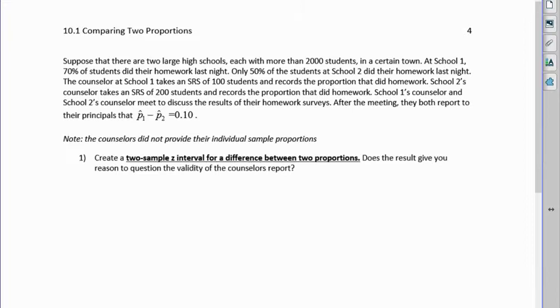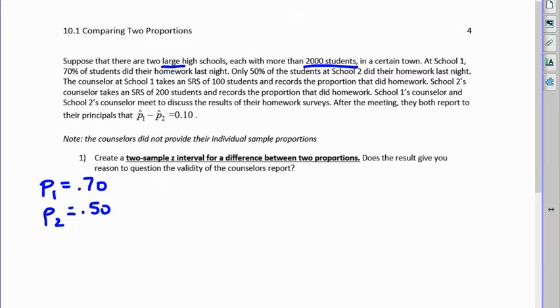All right, well, we've got to do all the conditions for this. We've got to define what we're doing. Okay, so we are looking at 2 large high schools, which is good information to know, each with more than 2,000 students in a town. We've got school 1, so maybe we'll write out some of the information here. We know school 1 is 0.70. We know school 2 is 0.50.